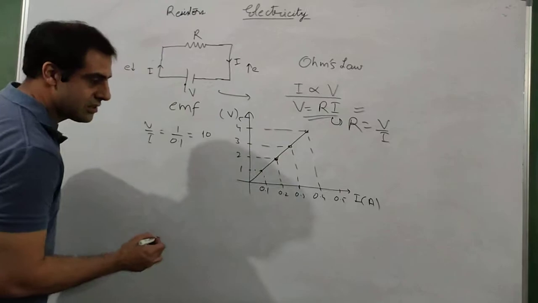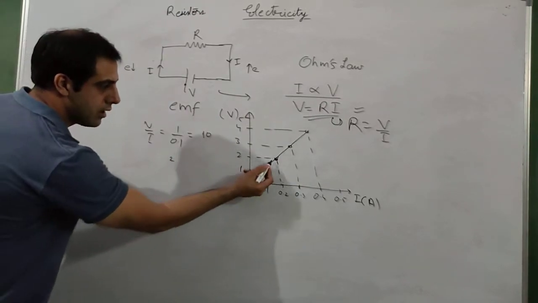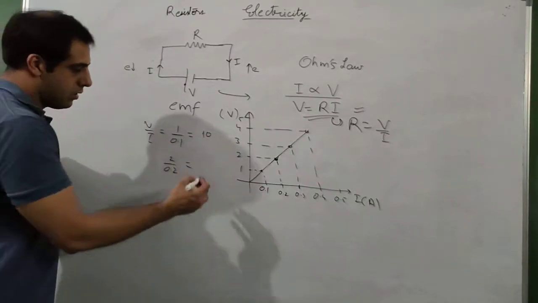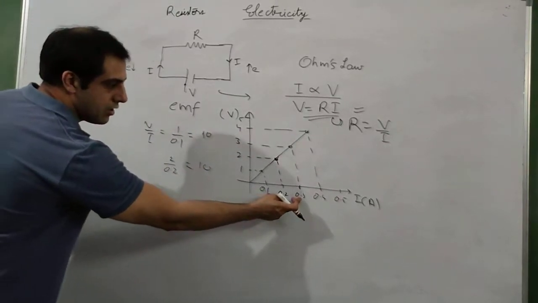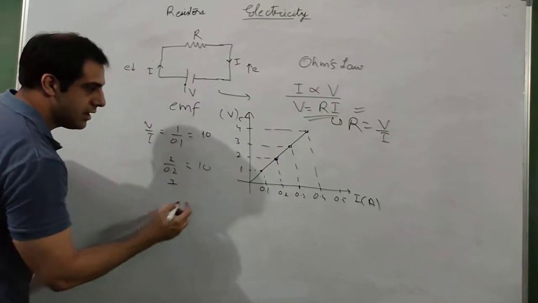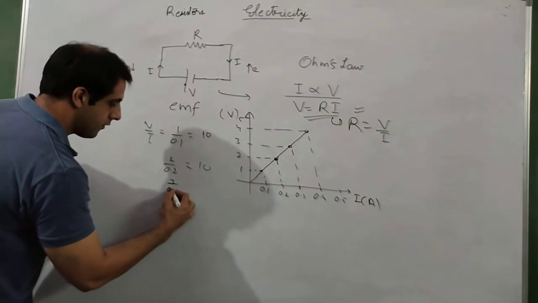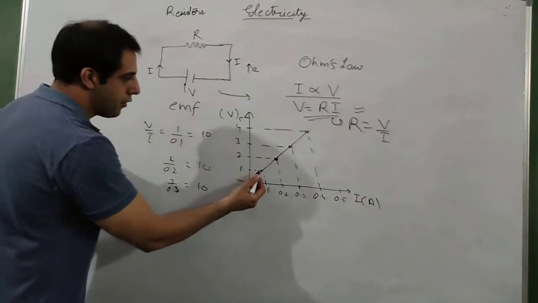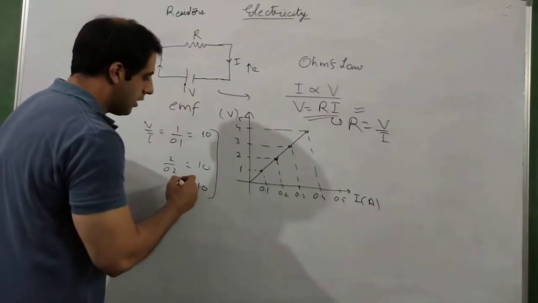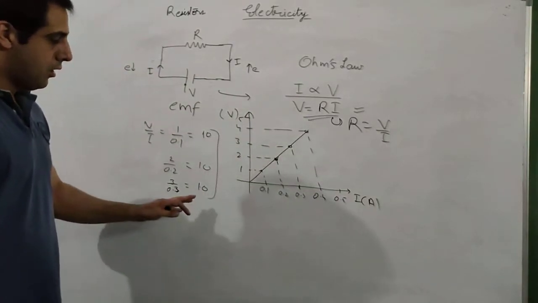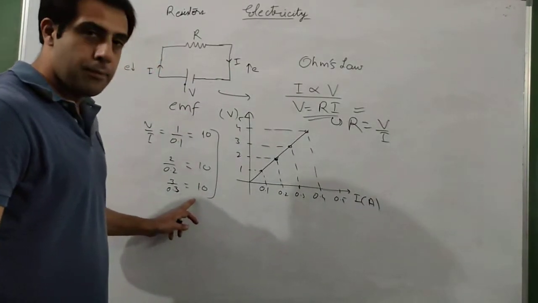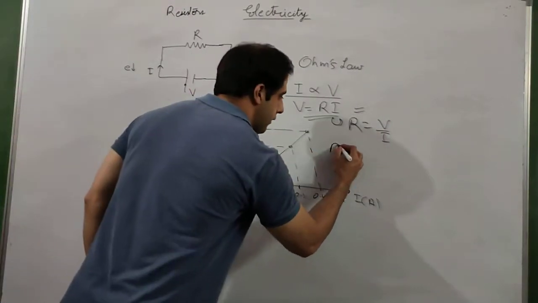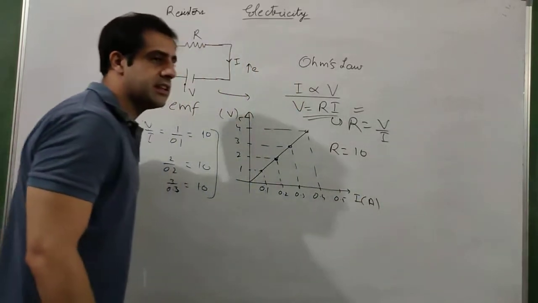Let us test this. V is 2 here and I is 0.2. What will be the value? Again 10. For this point, V is 3 and I is 0.3. What is the value? Again 10. For every one of these points, the value will be the same. What is this value? This is the value of V upon I, and V upon I is equal to R. So that means for this particular graph, the value of resistance is 10.